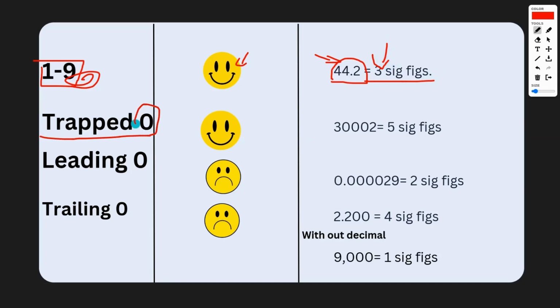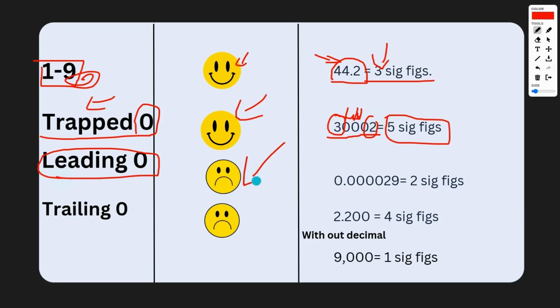Trapped zero. A trapped zero means the zero that is trapped in the middle. It is also significant. 30002 has five sig figs because the zeros in the middle are surrounded by non-zero numbers. Leading zeros are not significant. In my example here, I have 0.000029. The zeros that come before the 2, which is the first non-zero number, are not significant. So this only has two sig figs.